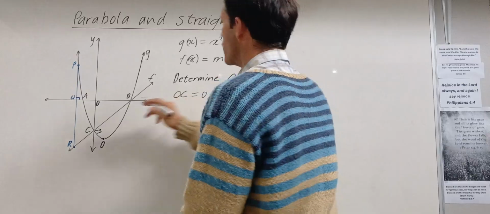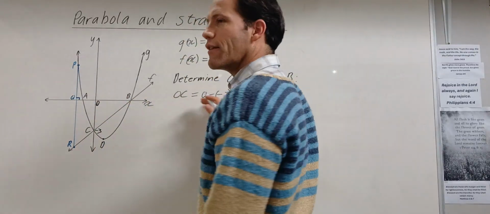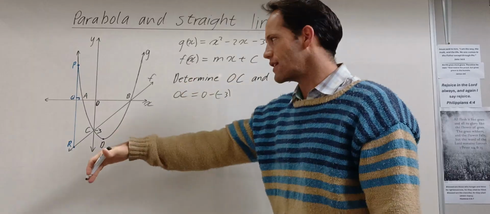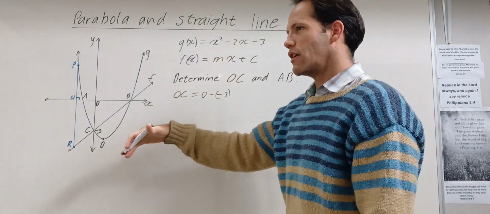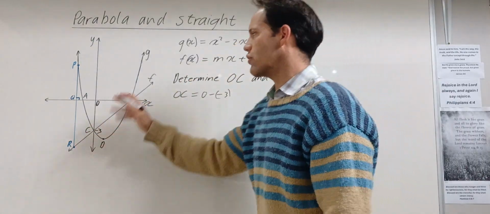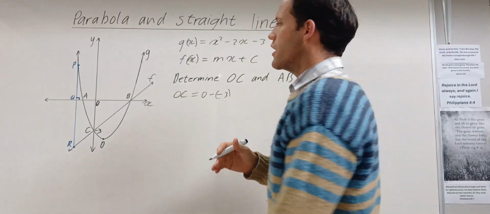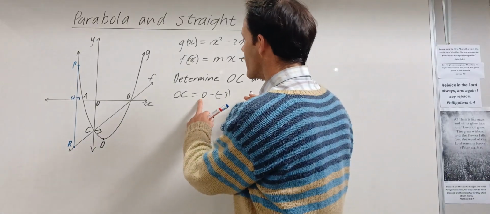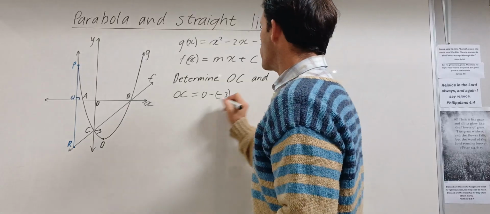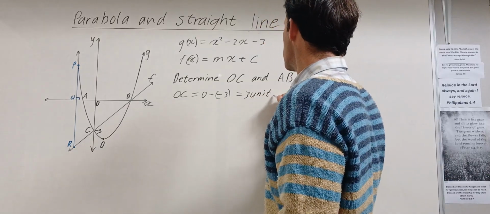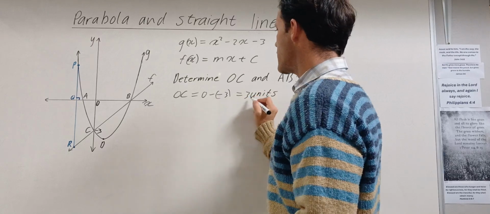Because it's a vertical distance, you don't have to use the distance formula. You only use the distance formula if it's a line with an angle, with a gradient like this line. But if it's going straight down or horizontal, you don't need the distance formula. You always just take the higher value minus the lower value. And then you get 3 units. So there's the distance of OC, it's 3 units.